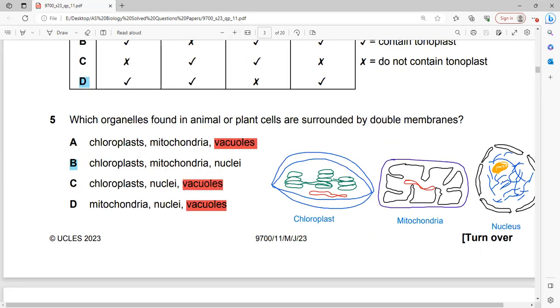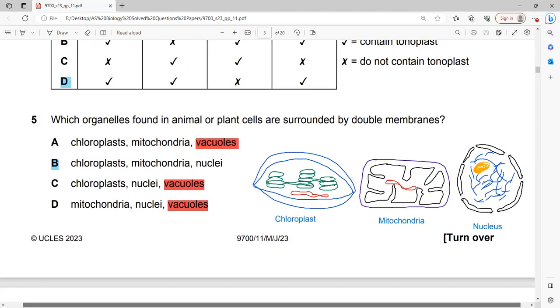The question number 5, which organelles found in animal or plant cell are surrounded by double membrane? So when we see in the cell of a eukaryotic cell, certain organelles are surrounded with a double membrane, for example, chloroplast, mitochondria, and nucleus. While here, the wrong option is vacuole. Vacuole is a single membrane bounded organelle, which is called tonoplast. So B is our correct option, chloroplast, mitochondria, and nucleus.